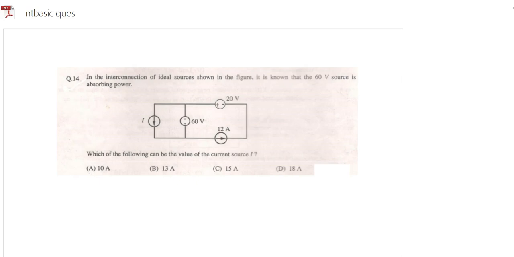We'll discuss some of the GATE questions from network basic topics which have appeared over the years. Let us start. Somewhere around GATE 2009: in the interconnection of the ideal sources shown in the figure, it is known that the 60 volt source is absorbing power. Which of the following can be the value of current source?